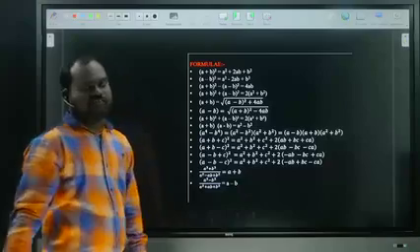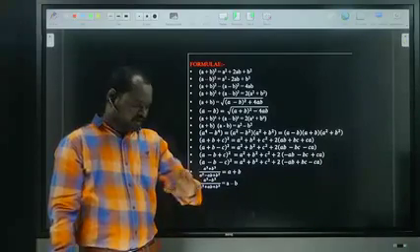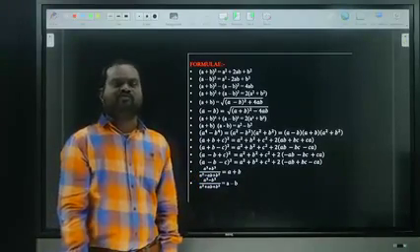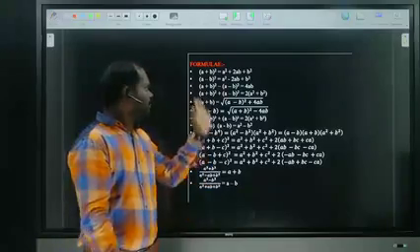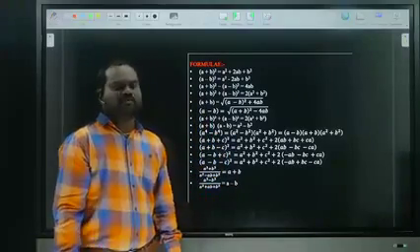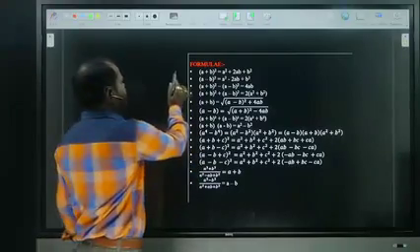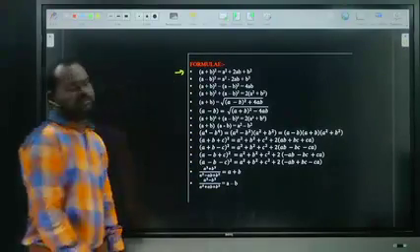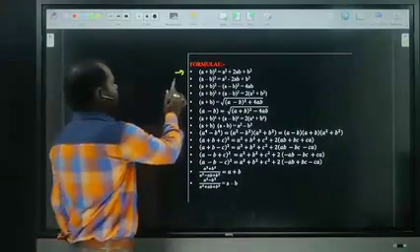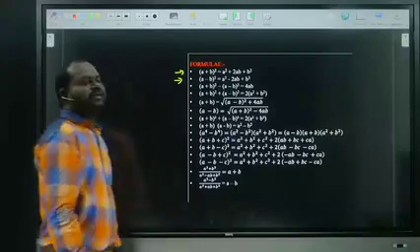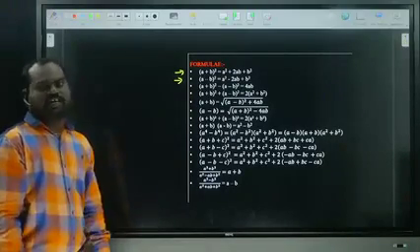Now I said percentage based examples. Now we are moving to formula based examples. This formula we already learned in school maths also. If you observe, the a plus b whole square formula is a square plus 2ab plus b square. Next, a minus b whole square. What is a minus b whole square? A square minus 2ab plus b square.